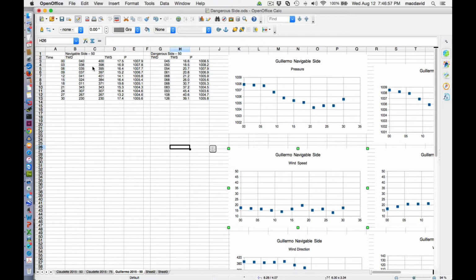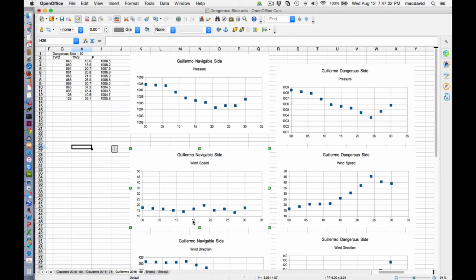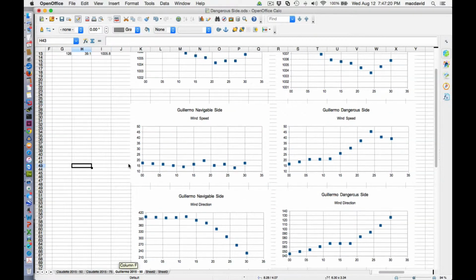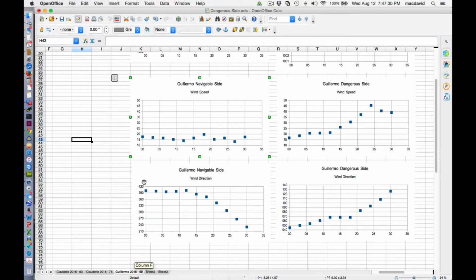So here's the pressure on both sides of the storm, and then these are plotted up here. So what do we have here? Let's go to the navigable side, and the pressure is going down like that. It looks like it reached a low around 20 hours and then went back up. So that's a storm kind of going by you in a sense. And then what happened to your wind? In this case, look over on the navigable side. We just had 15, 20 knots of wind the whole time as it went by. So you were navigable. And the wind direction, here's the important point.